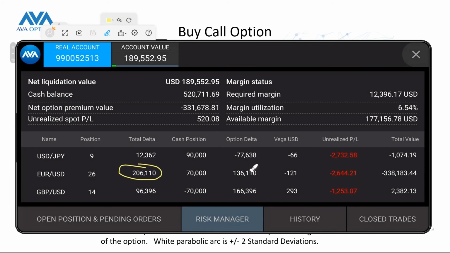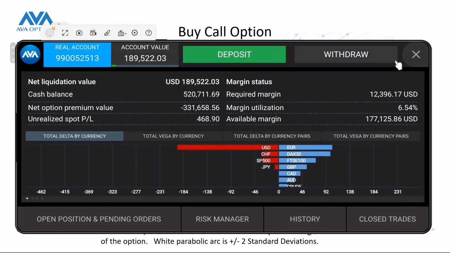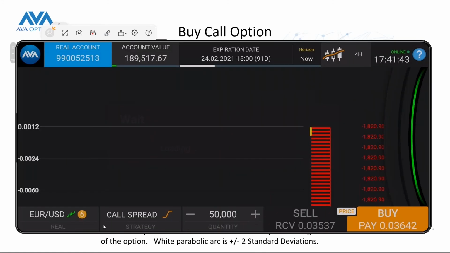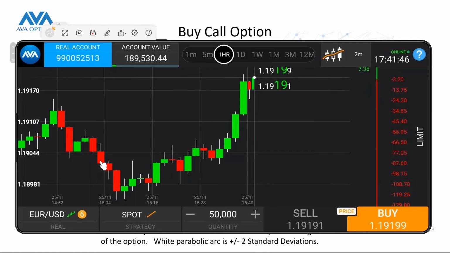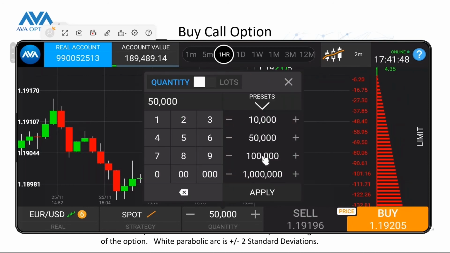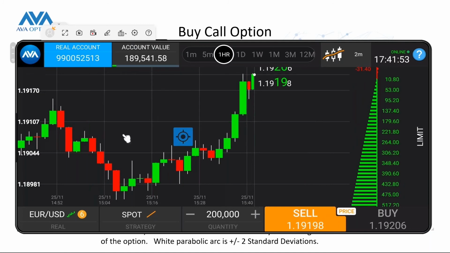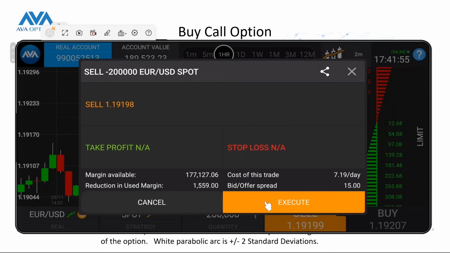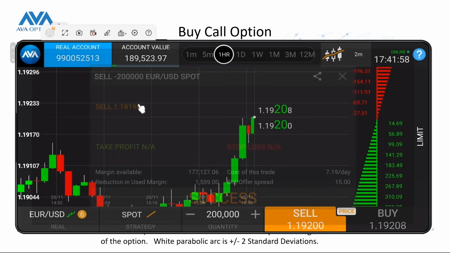My option delta is positive 135. My cash is positive 70. If I sell 200, then my net exposure is going to go to 0. I'm going to hedge my exposure at the current price, at the current level of the market. Let's go do that. I'm going to come here into euro dollar. I'm just going to sell 200. This is what it looks like. Wow, spot's popping higher here. Execute. Wow, that's nice and quick.